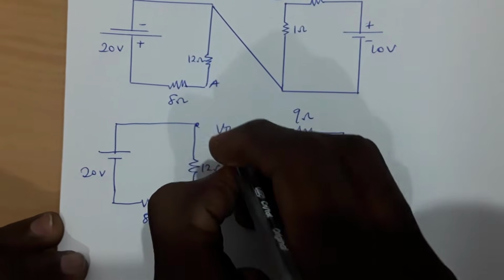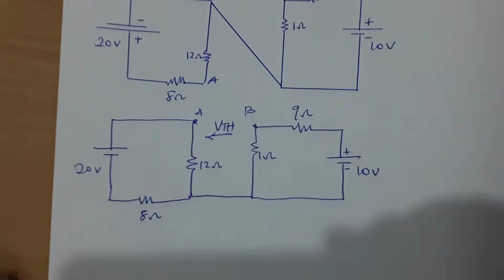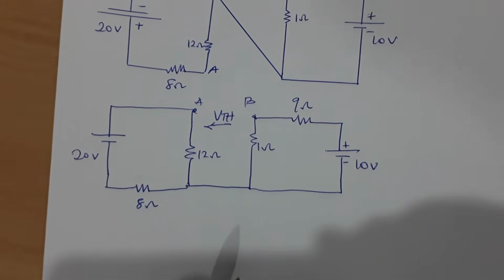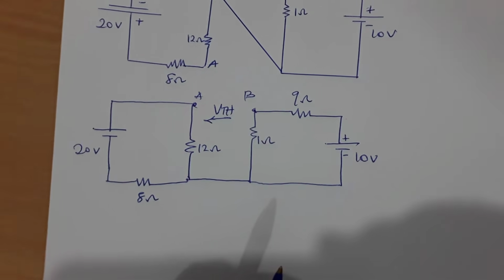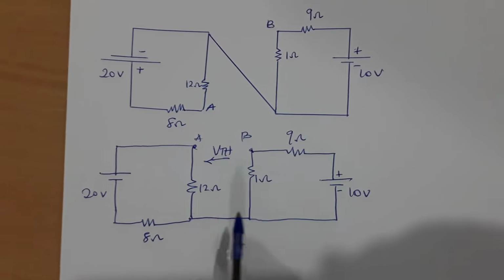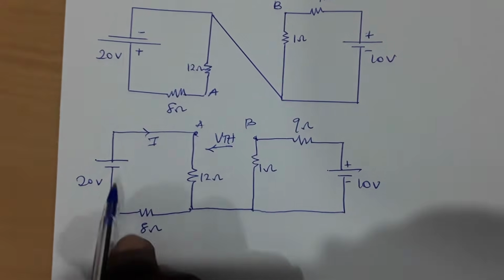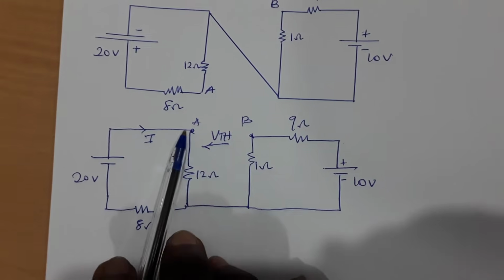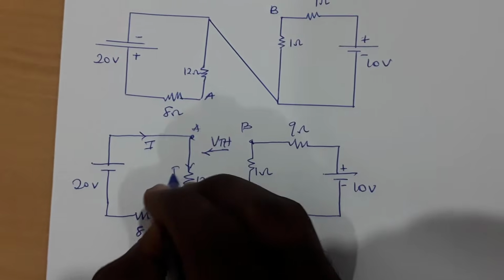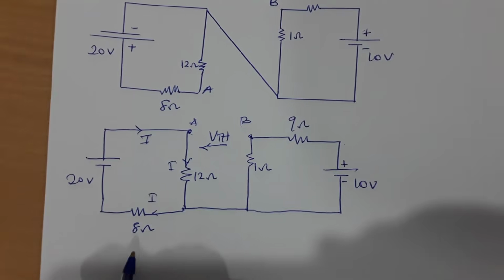So this is our VTH. This is the point, let's say A, B. And we have to find the Thevenin's equivalent like this. Before we can find Thevenin's equivalent, we know that we have to apply KVL to find the VTH. So let's say a current I will flow through this loop, and it won't go here because here is open. So this I will be the same I flowing through this 8 ohm.